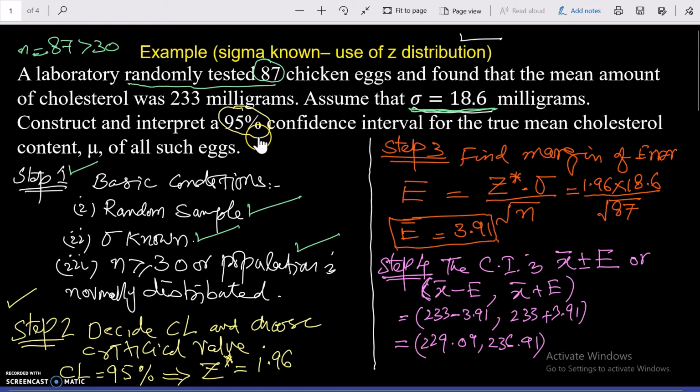And this is very important that you interpret this confidence interval in a correct way. And how we are going to interpret this confidence interval, I'm going to show you this result, and I'm going to show you the interpretation on the next page.